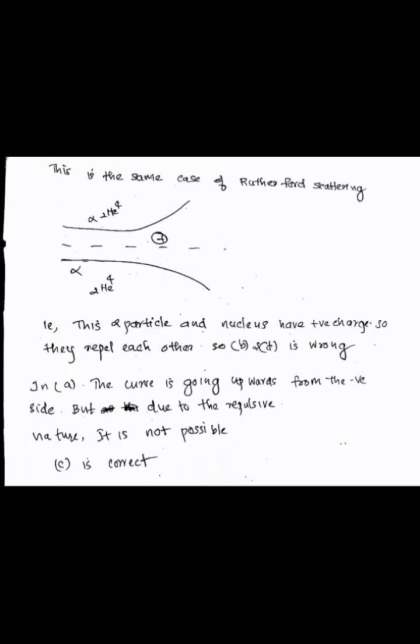the nucleus. So due to the repulsive nature, option B and option D are wrong. And we know that due to the repulsive nature, the alpha particle comes towards the nucleus but can't cross the nucleus. So option A is also wrong, because in option A the curve is crossing from the negative side to the positive side. This is not possible. So option C is the right answer.